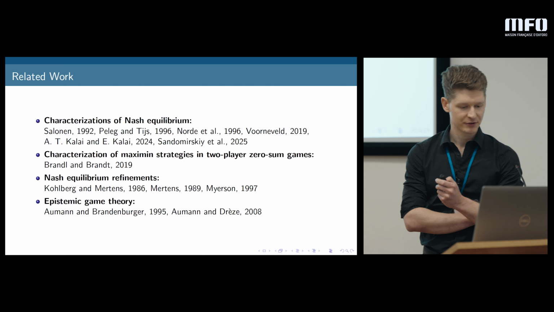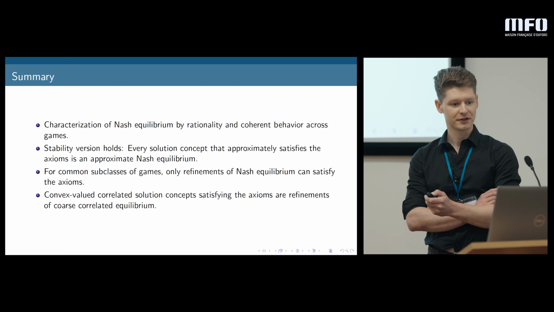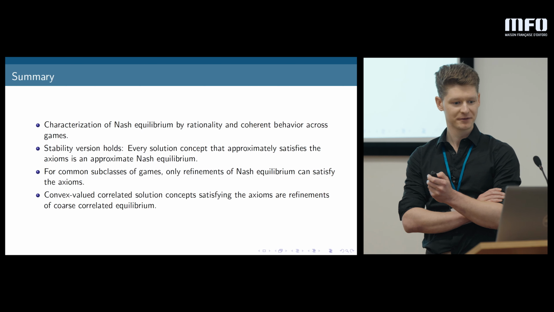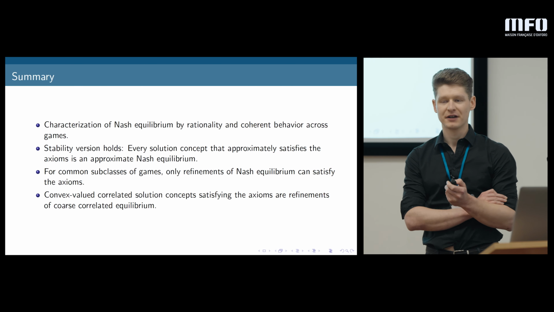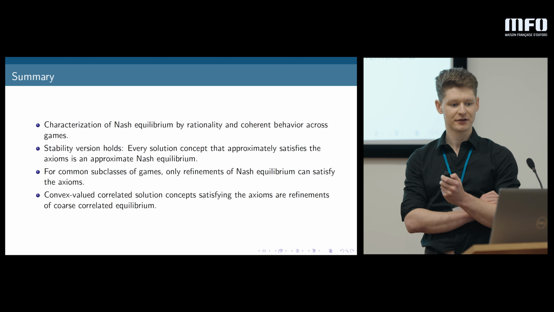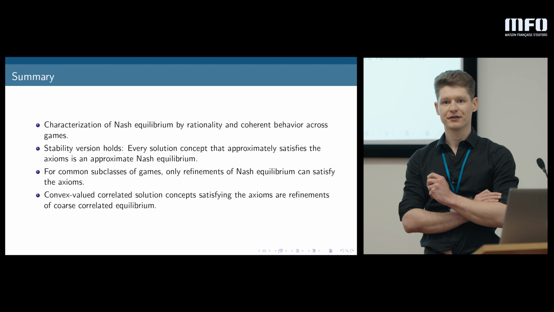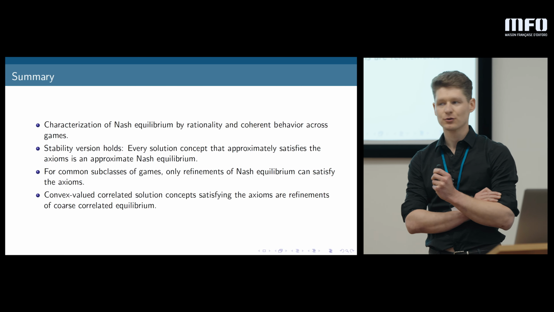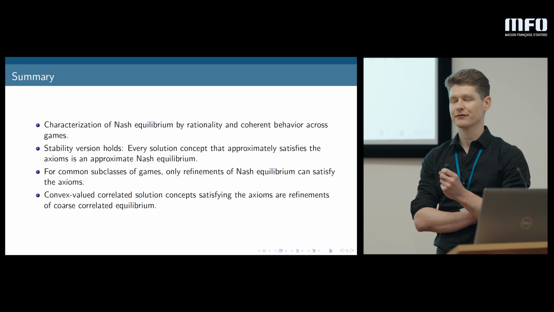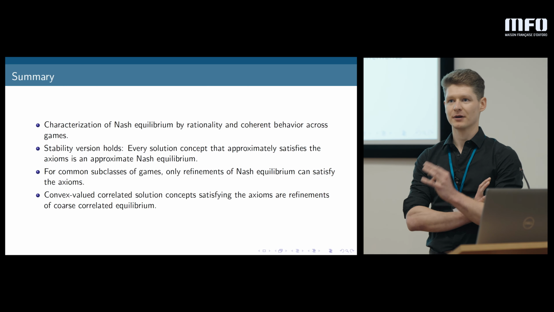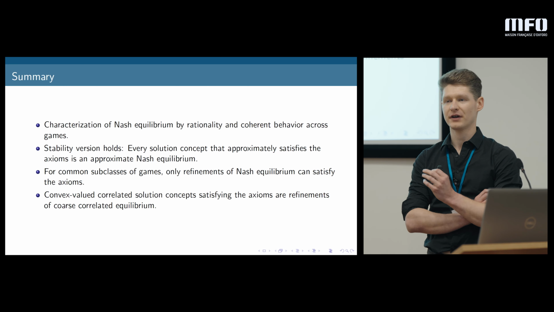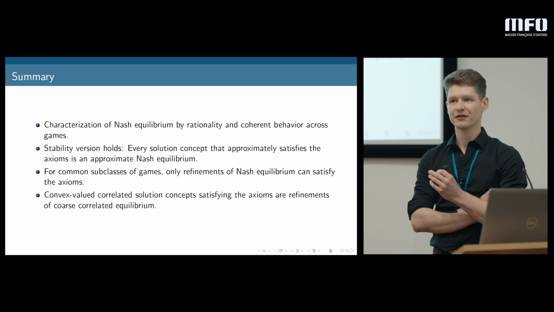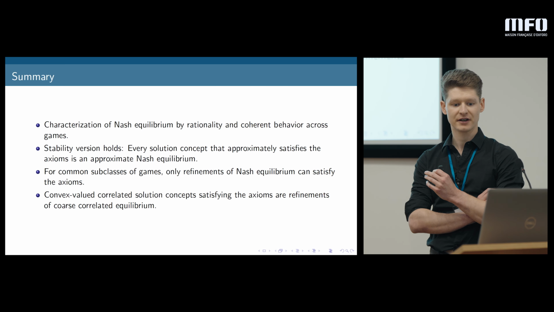Good. And I'm afraid I will have to skip related work. So I'll just conclude here. We have characterized Nash equilibrium with these four axioms. Also a stability version of this result holds. So every solution concept that approximately satisfies these four axioms gives approximate Nash equilibria in the sense of epsilon equilibrium. The result holds for some subclasses of games, or part of the result.